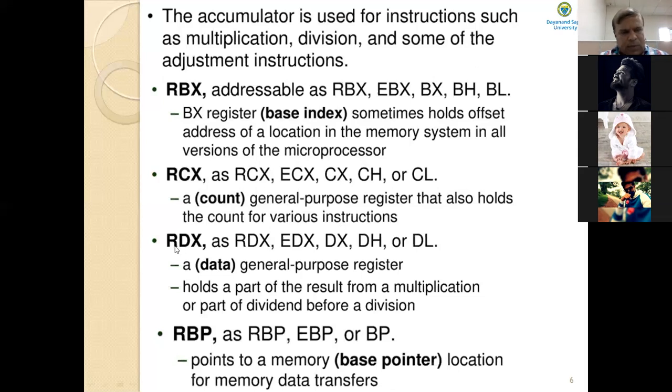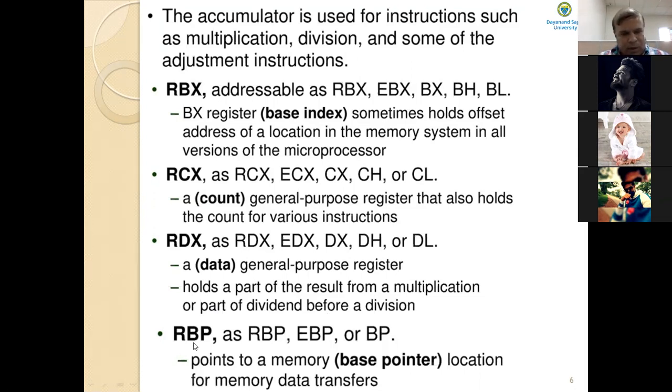Then the next multi-purpose register is RDX, which can be addressed as 64-bit register RDX, 32-bit register EDX, 16-bit register DX, or 8-bit registers DH or DL. This DX register is sometimes called the data register, and it is a general purpose register also. RDX holds a part of the result from a multiplication or part of the dividend before a division.